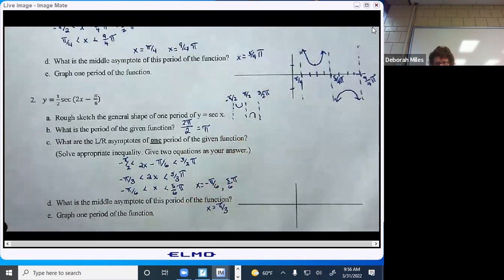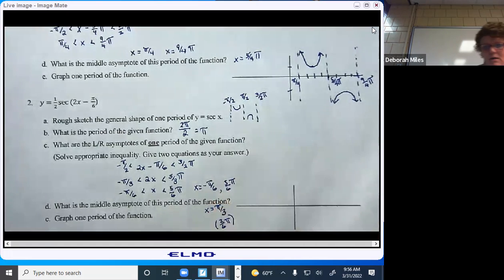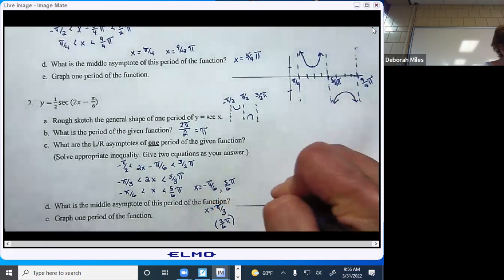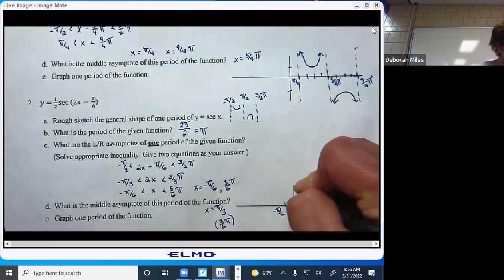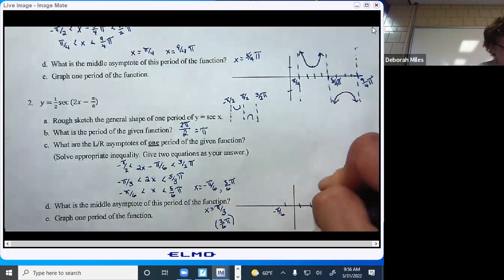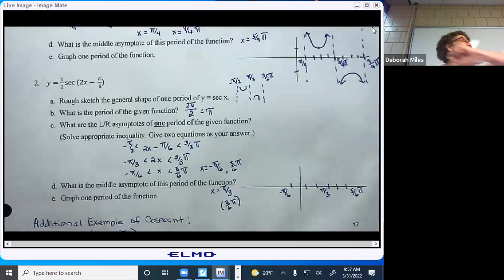So what do you think I'll count by on my x-axis? Yeah, your pi over 6 is your smaller increments. That's just 2/6 pi when we get to it. All right, so negative pi over 6, 1/6, 2/6 is pi over 3, 3/6, 4/6, 5/6 pi.